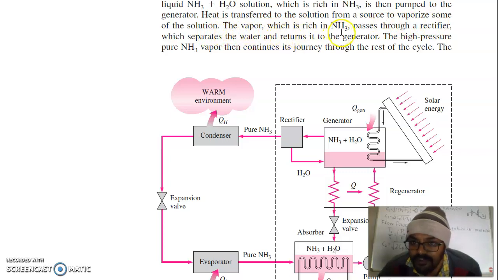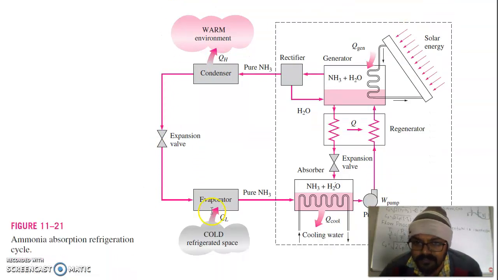The vapor which is rich in ammonia passes through the rectifier. Now ammonia has a tendency to vaporize earlier as compared to water. So in the generator, ammonia will detach from the water and it will get vaporized. The high pressure pure ammonia vapor then continues its journey through the rest of the cycle. The rest of the cycle is the same as the vapor compression cycle.